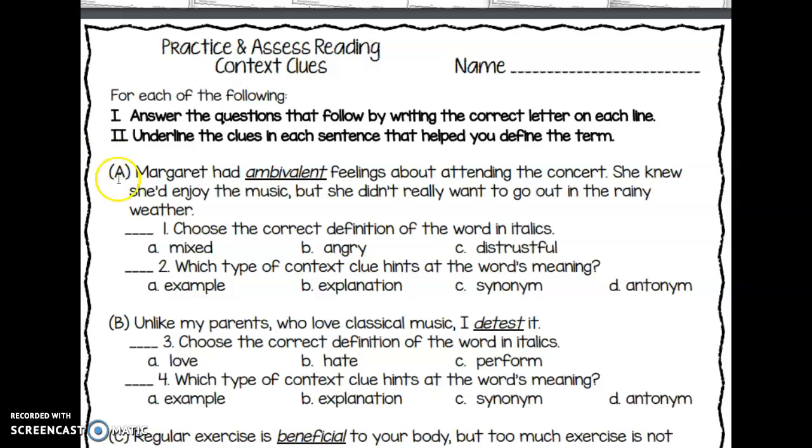Now we're going to look at some examples and try to use those context clues. A. Margaret had ambivalent feelings about attending the concert. She knew she'd enjoy the music, but she didn't really want to go out in the rainy weather. So, on one hand, she knew that she would enjoy the music. On the other hand, she didn't want to go out in the rain.